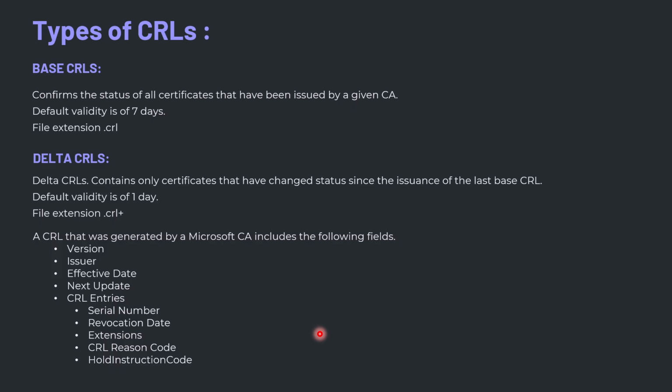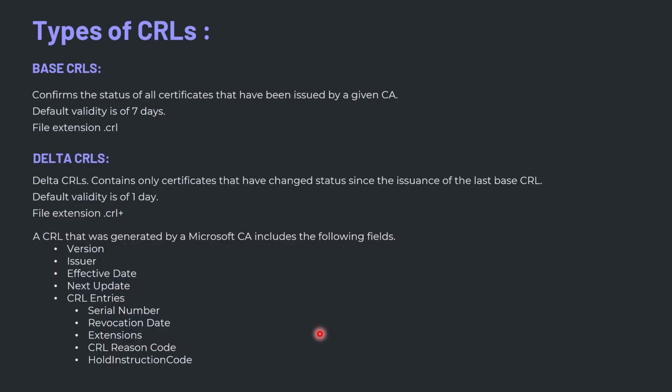So I'll go in another way. I have this base CRL file. It will get published after every 7 days. Whatever certificates are revoked in between that 7 day period will not be added continuously, but will be added at the end of the 7th day when the new CRL is published. In that, all the certificates which were revoked will be added. And the file extension for this CRL is .crl.